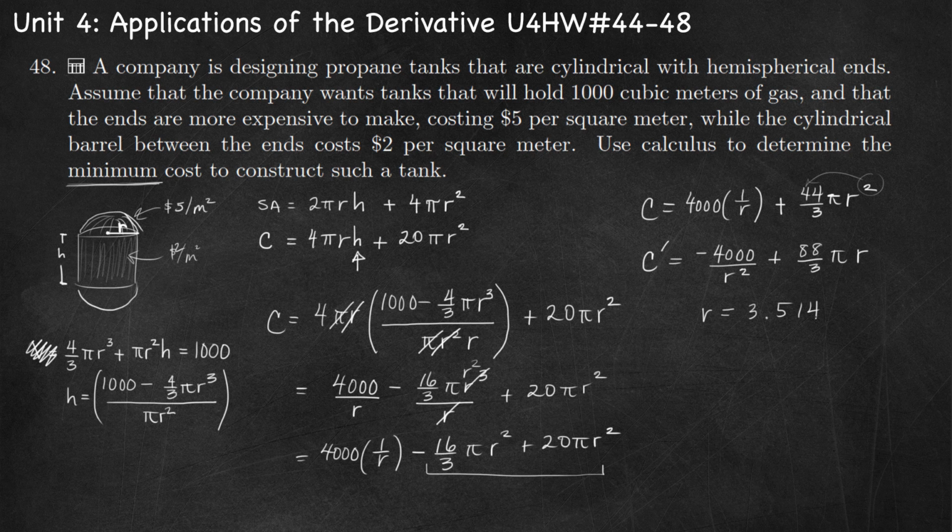And that derivative is equal to 0 when r is about 3.514. So once we have r, we're looking for the minimum cost. So once we have r, we can go back to our cost equation here, and we get our cost to equal $1,707.27.